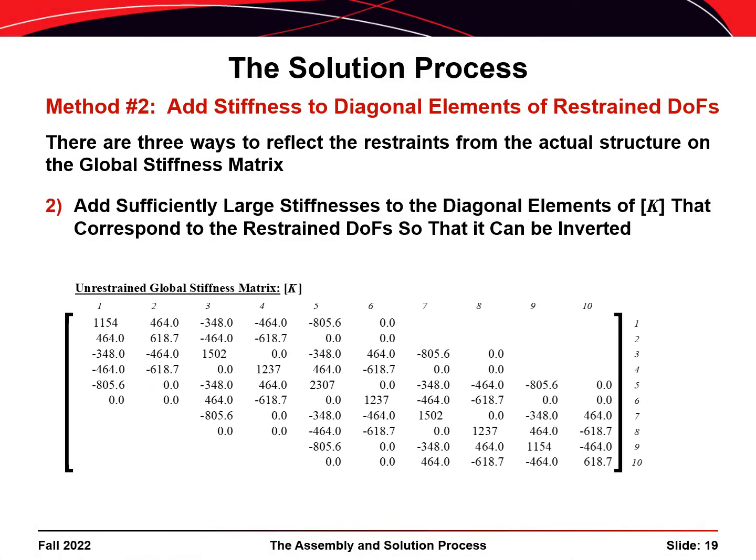A second method of restraining the global stiffness matrix is to add sufficiently large stiffnesses to the diagonal elements of K that correspond to the restrained degrees of freedom. For the truss that we've been examining, degrees of freedom 1, 2, and 10 are restrained. So in theory, these three diagonal stiffness coefficients should also reflect the stiffness of the supports of the structure.